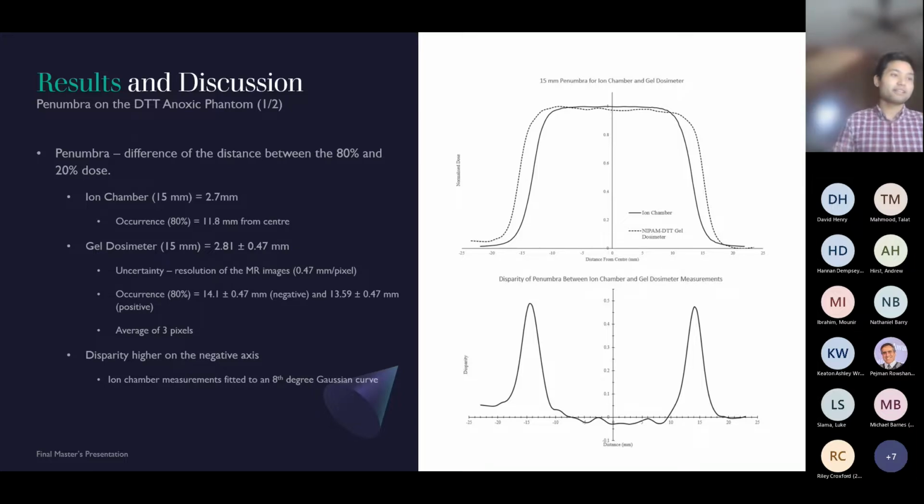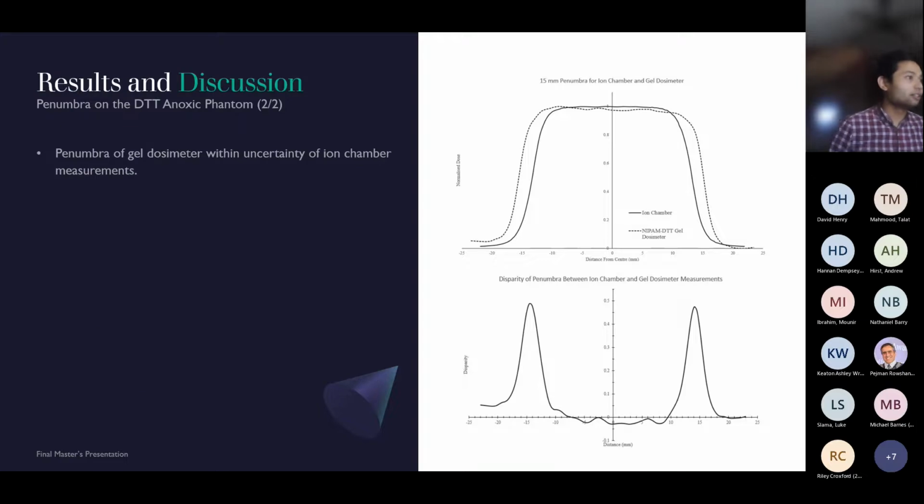The way I got the disparity is that I took the ion chamber measurements and fitted them to an 8th degree Gaussian curve, and then subtracted the difference. If you look on the left-hand side, the y-axis is normalized dose and the x-axis is distance from the center. And the same thing for disparity.